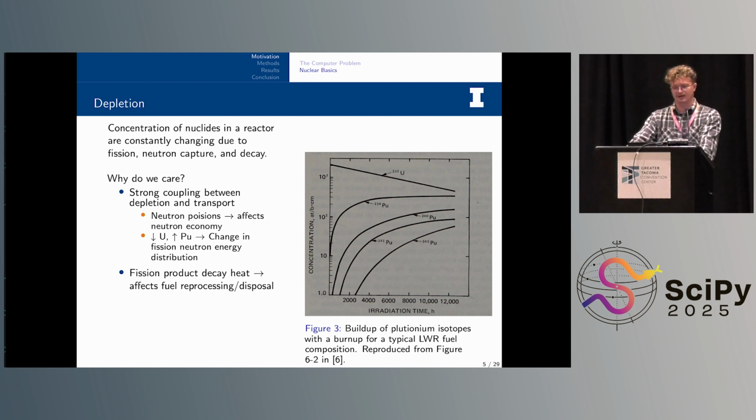Finally, on the tail end of this process, when we take the fuel out of the reactor, the fission products that are decaying continue to do so long after it's removed. They release heat and radiation, and that affects how we handle the fuel. It affects how we store it, and it affects how we can eventually reprocess it.